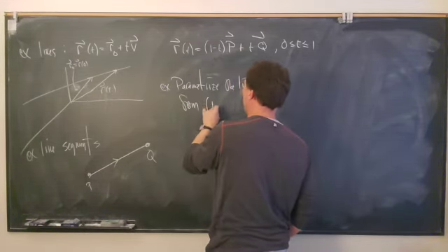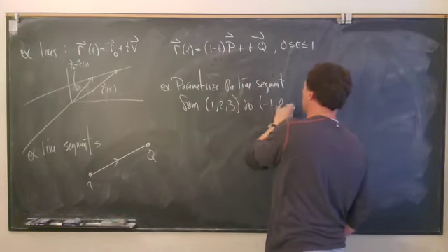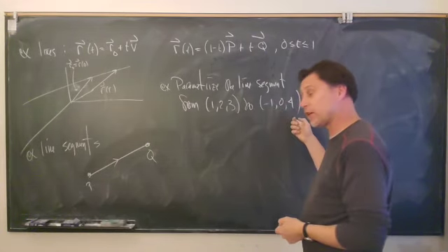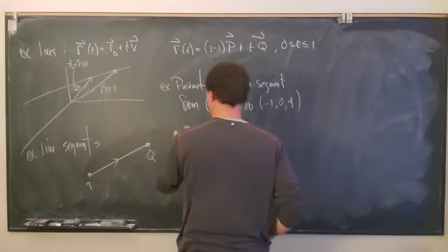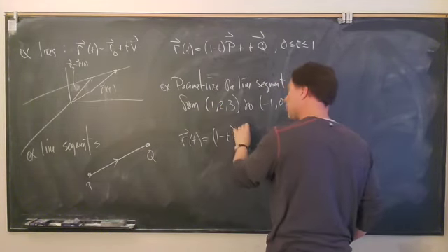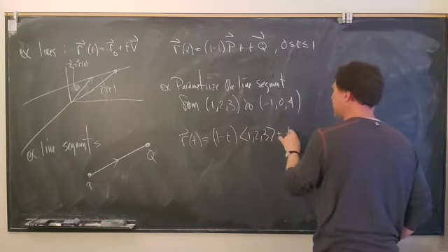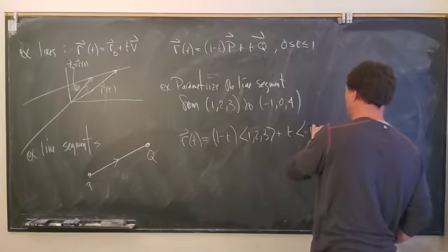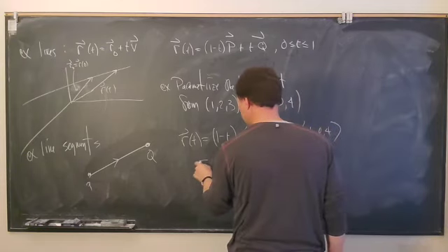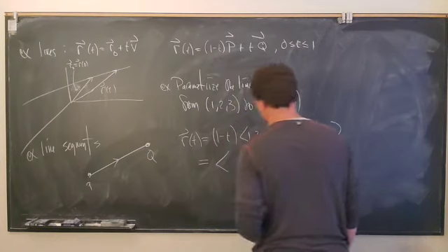From (1, 2, 3) to (-1, 0, 4). So here's my P, here's my Q. And so what we get is r(t) equals (1 minus t) times the vector (1, 2, 3), plus t times the vector (-1, 0, 4). There's Q. And then if you want, you can join it all together into a single vector. It's sometimes useful, sometimes not.